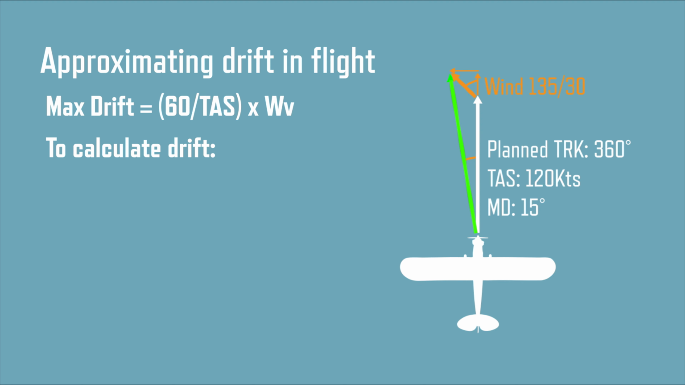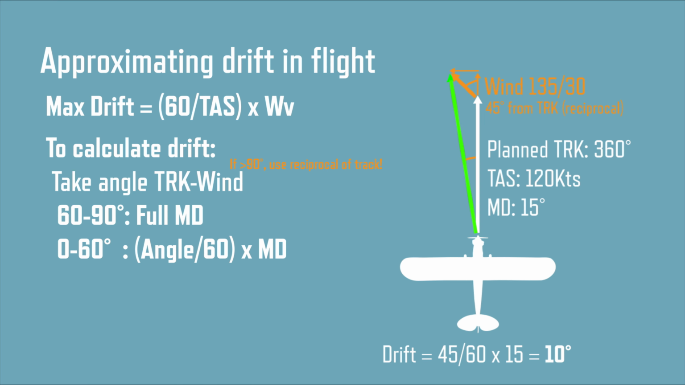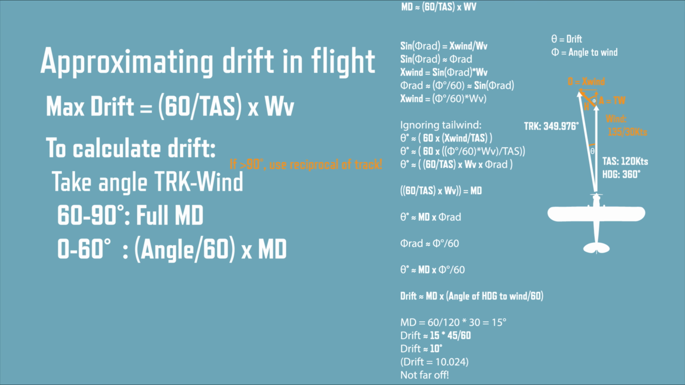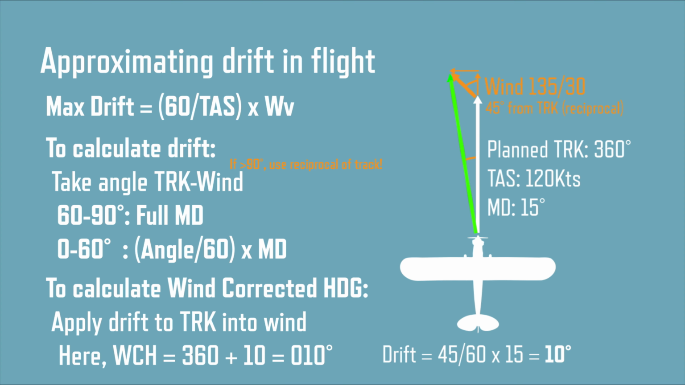To then calculate what portion of max drift applies to a given track, you look at the angle from the track to the wind. If this is more than 90 degrees, you will need to look at the angle from the reciprocal of the track to the wind. If this angle is between 60 and 90 degrees, apply full max drift. For 0 to 60 degrees, the fraction of max drift is equal to the angle from track to wind as a fraction of 60. Let's see how this shapes up to the mathematics. Pretty good. All that's left is to apply the drift to the track into wind to get a wind-corrected heading.